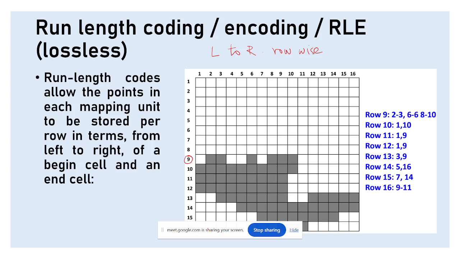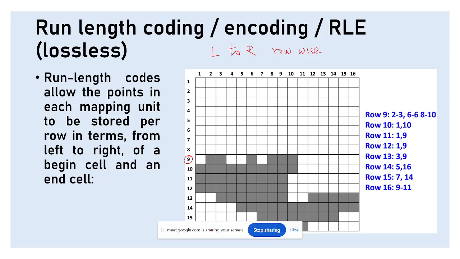Then the next dark area is at the 6th position. This is similar to how you write a coordinate system, but not exactly. So 2 to 3 we have, then at 6 only one cell is there, so that's why we have written it as 6. Then again it is coming from 8 to 10.